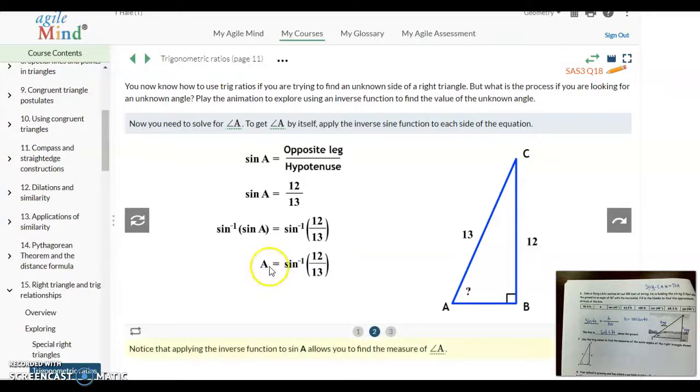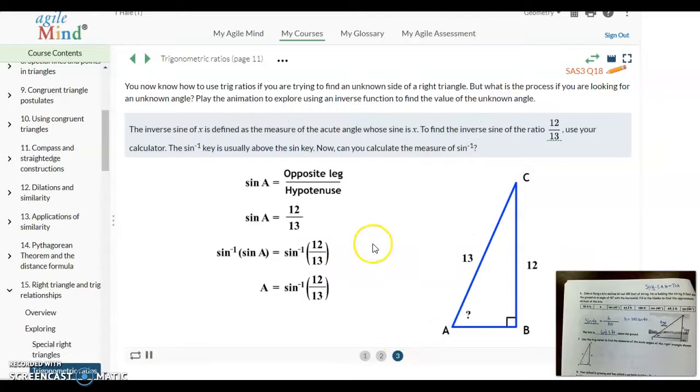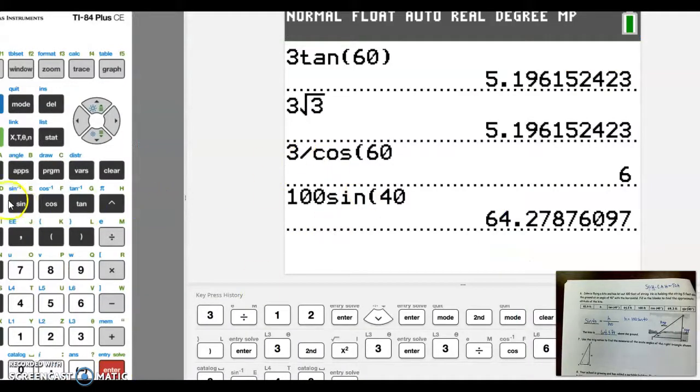So to find the measure of angle A, I'm simply going to take the inverse sine of that opposite over hypotenuse ratio. So we find that the measure of angle A, if we're rounding to the nearest thousandth, is 67.380.